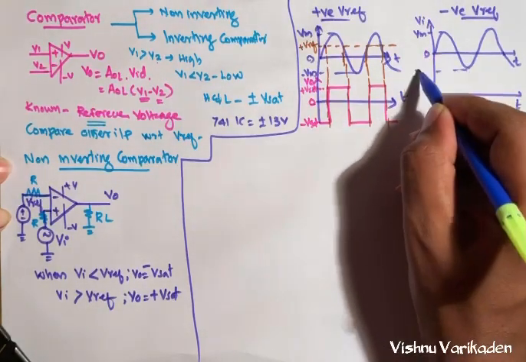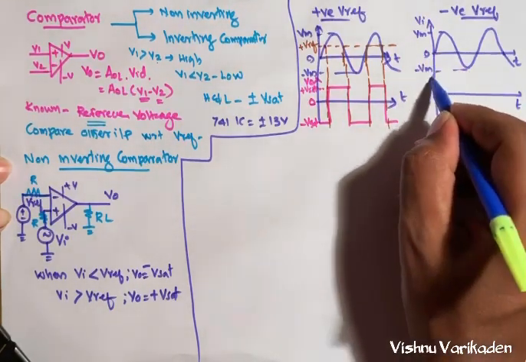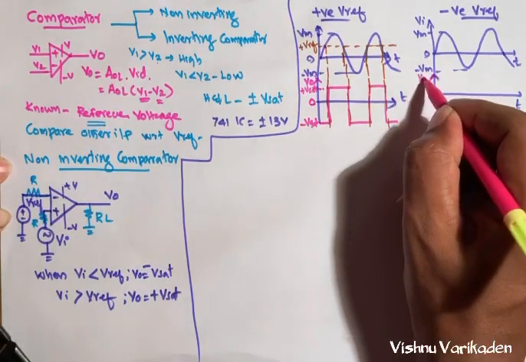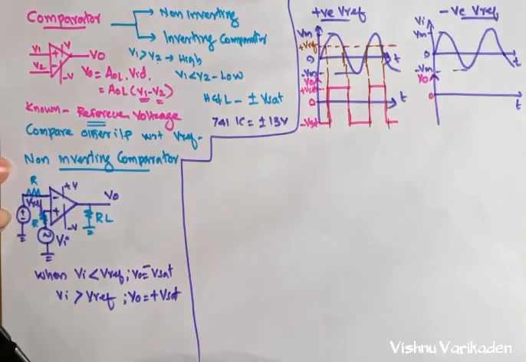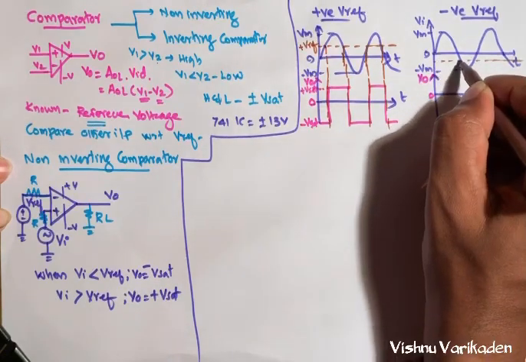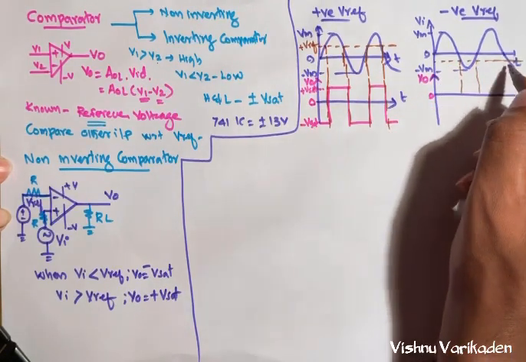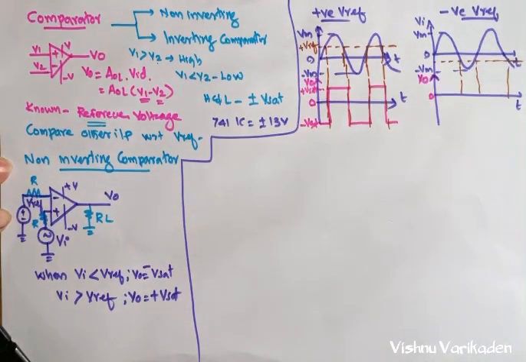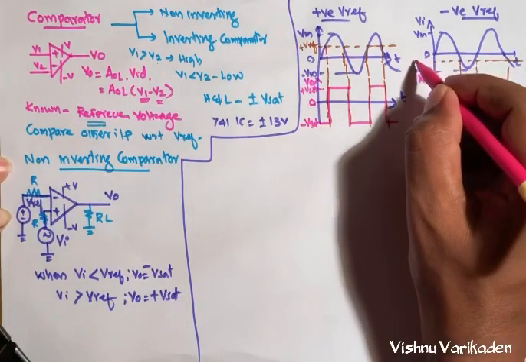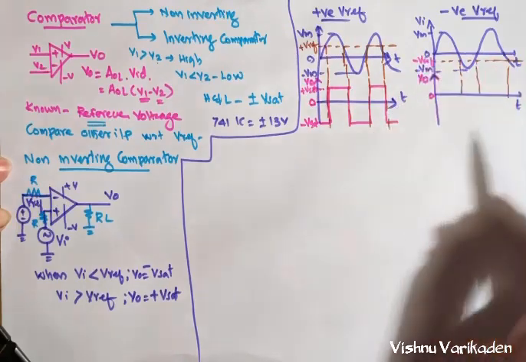So minus Vm. The reference voltage is a negative voltage here. So these are the points. In this case, what is the output voltage? There is a negative VREF here, negative VREF.